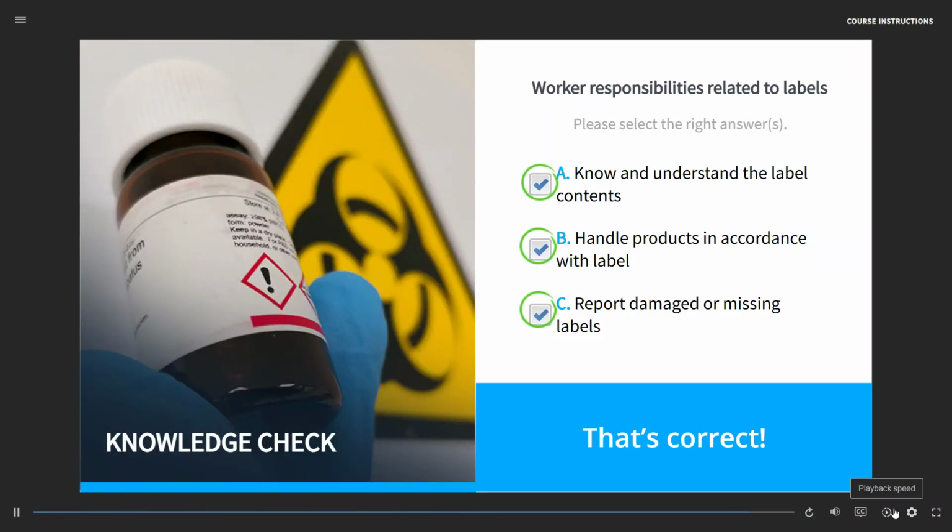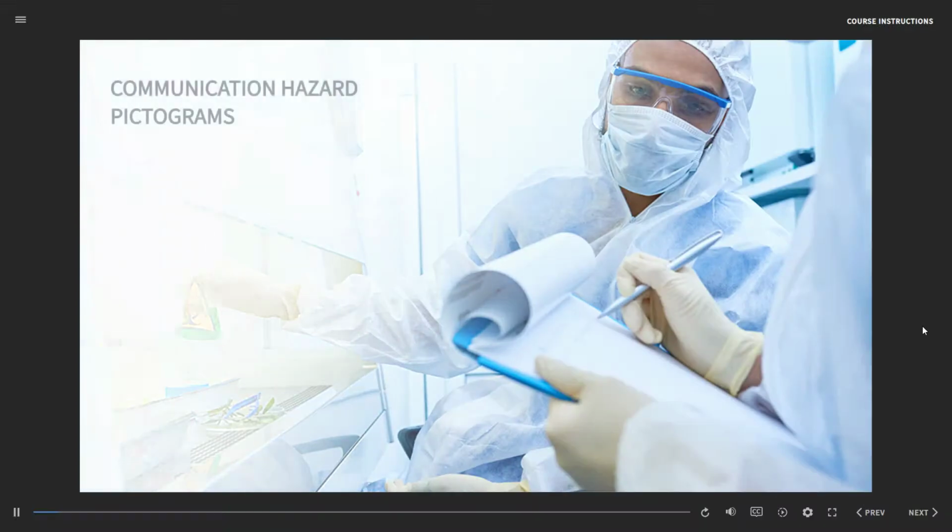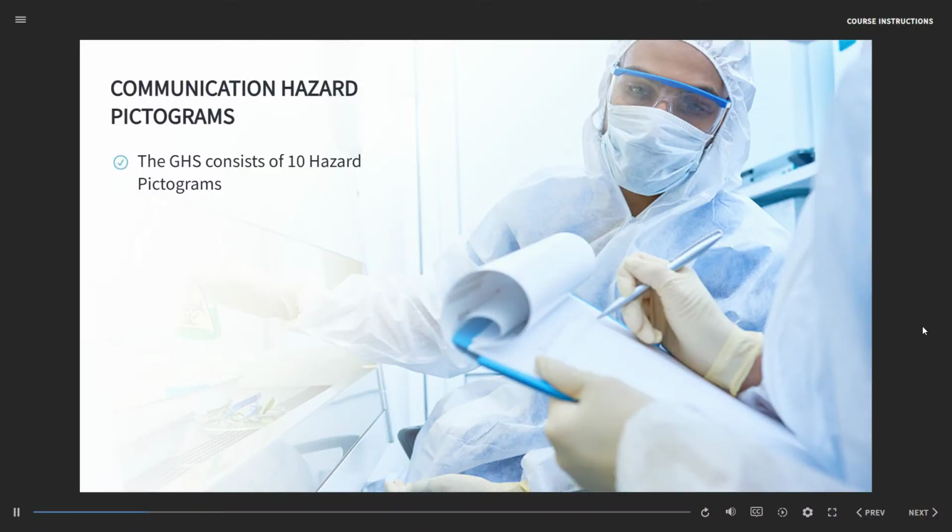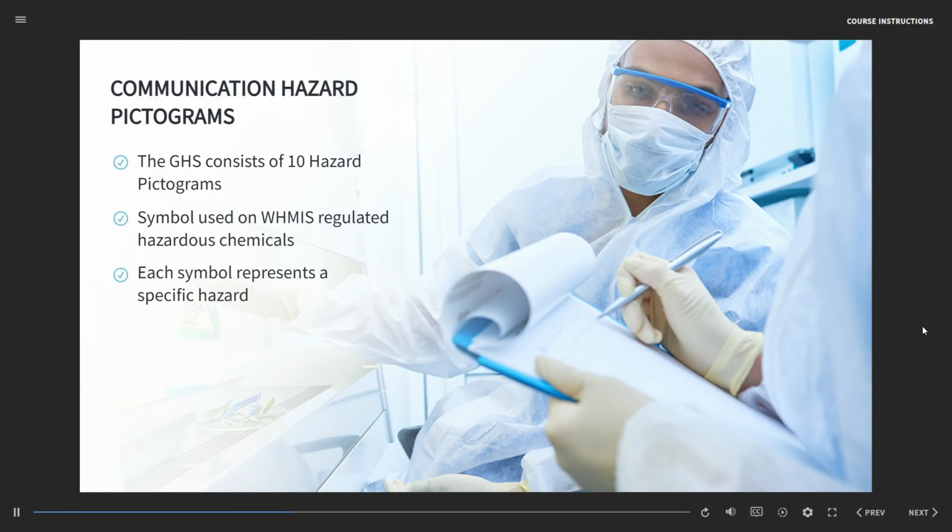That's correct. The GHS uses 10 pictograms to communicate hazards associated with various substances. Pictograms consist of a symbol on a white background framed with a red border and represent a distinct hazard. Each chemical that is WHMIS regulated must generally include a hazard pictogram.